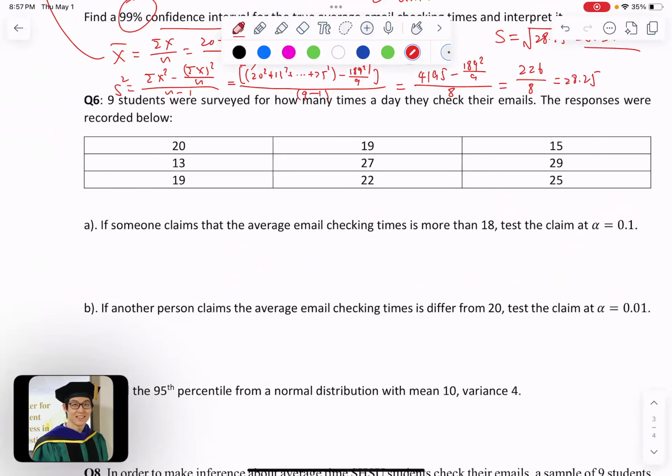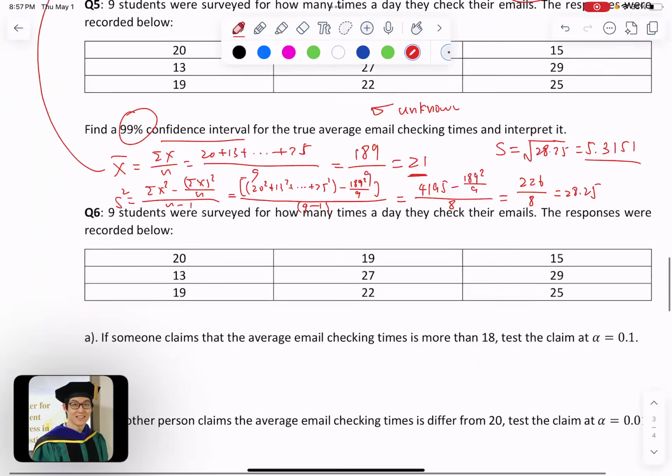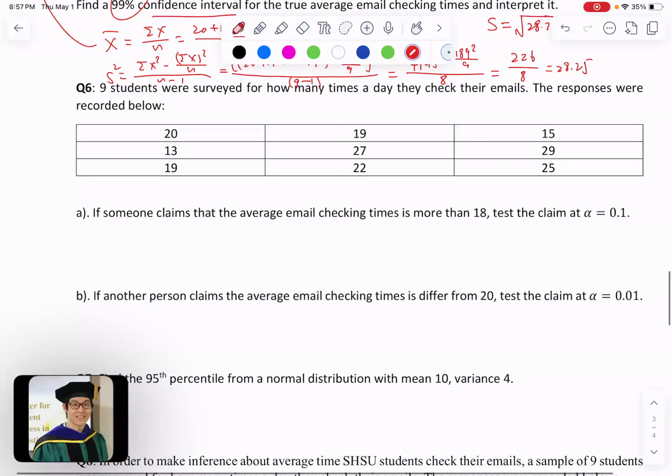Question number 6. 9 students were surveyed, and if someone claimed that the average email checking time is more than 18, so same data, right? So now we want to do hypothesis testing. So if someone claims that average email checking time is more than 18, want to test the claim, right?